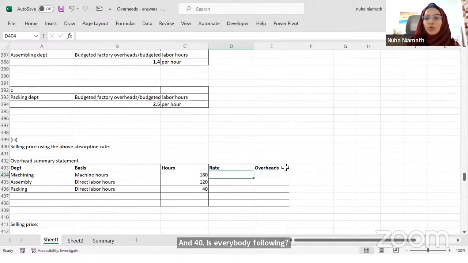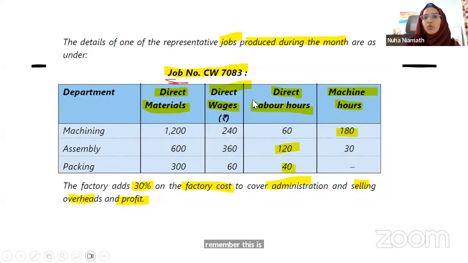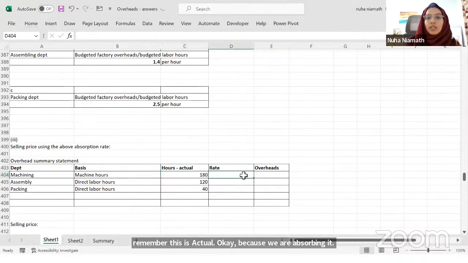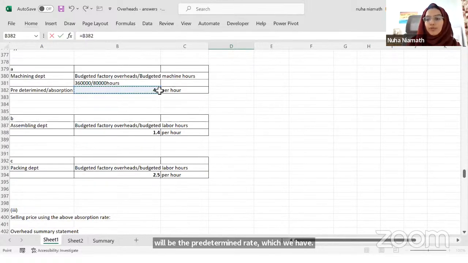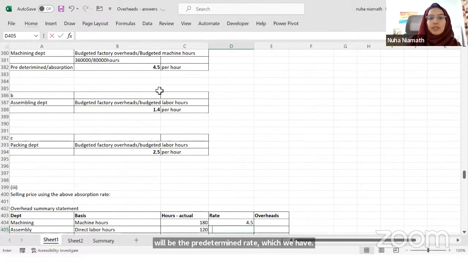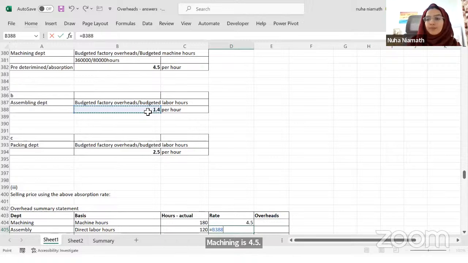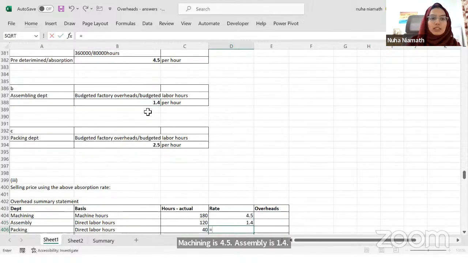Okay. And what will be the absorption rate? So always remember, this is actual. Okay, because we are absorbing it. So we will always take, these are the actual hours. Now, the rate will be the predetermined rate, which we have. Machining is 4.5. Assembly is 1.4. And packing is 2.5.